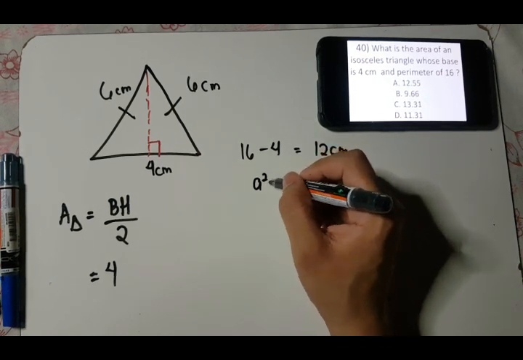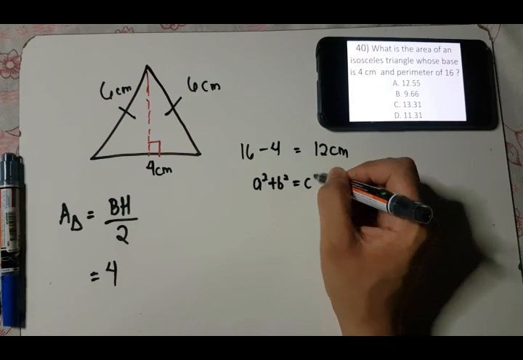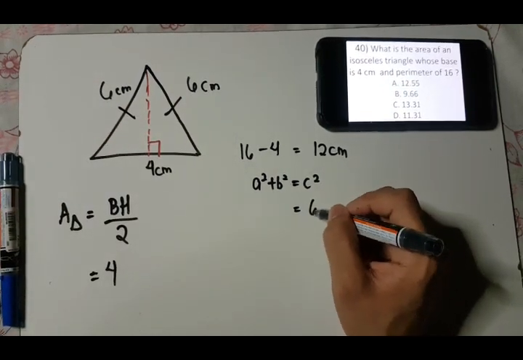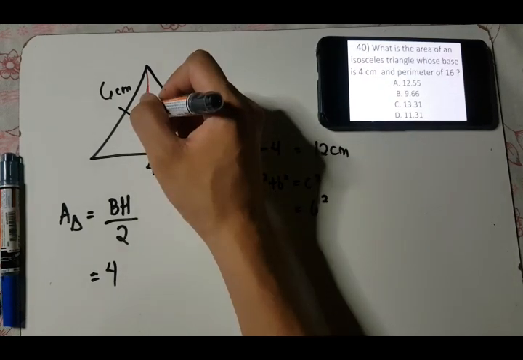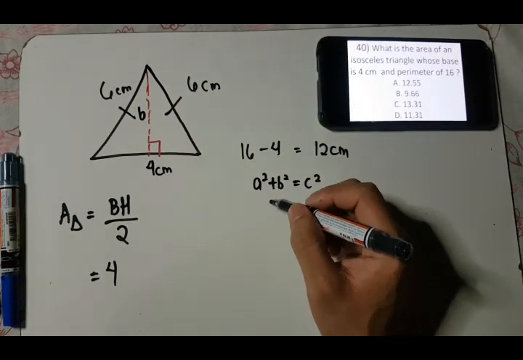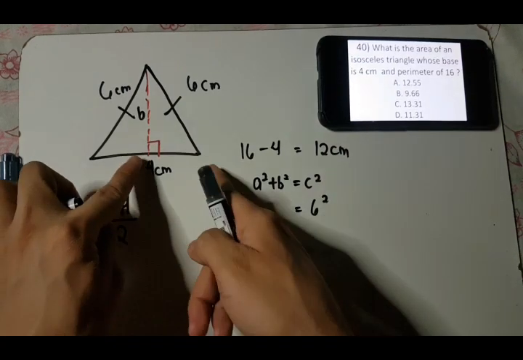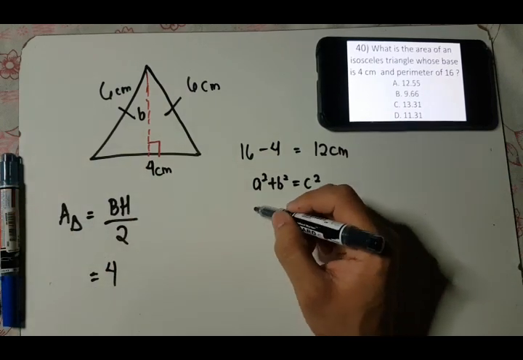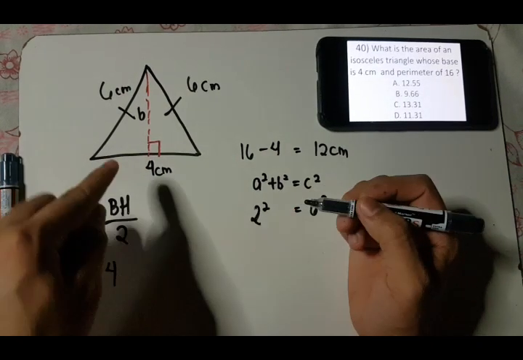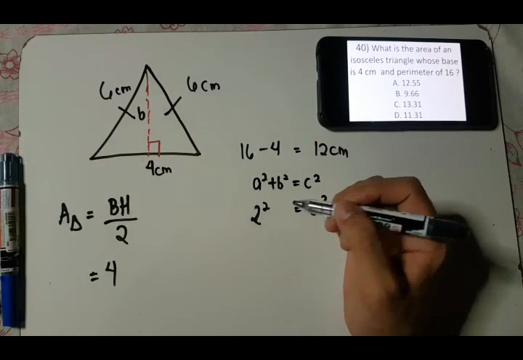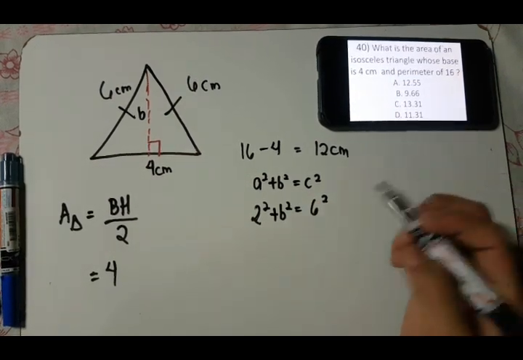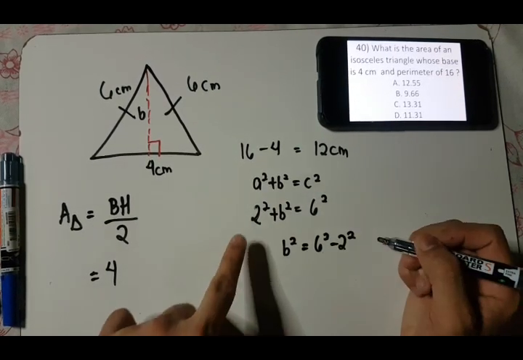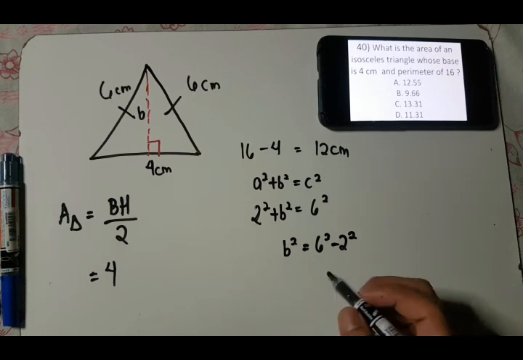So, a squared plus b squared is equal to c squared. So, anong hypotenuse natin? Yung opposite ni right angle. So, which is 6 squared. So, let natin to as b. So, anong a natin? So, that is, ito lang hinahanap natin muna. Okay? So, 2 centimeters or 2 squared. Again, bakit 2? Half lang ng base muna. Okay? Plus b squared. So, b squared is equal to 6 squared minus 2 squared. Sinubtract ko lang both sides, 2 squared.